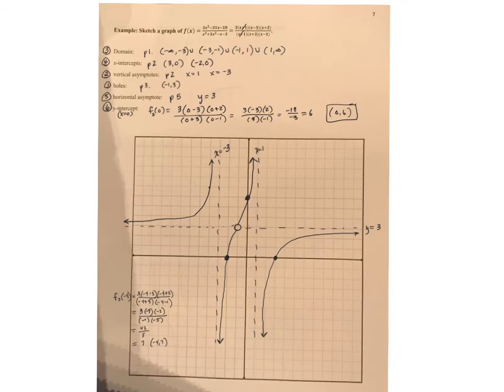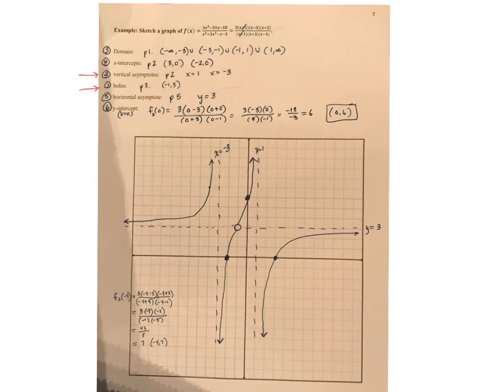It's the values of those vertical asymptotes and the hole. So vertical asymptotes and holes are the values that are eliminated from the domain. From there, you can find the x-intercepts. We found those on page 2. Horizontal asymptote we found on page 5.